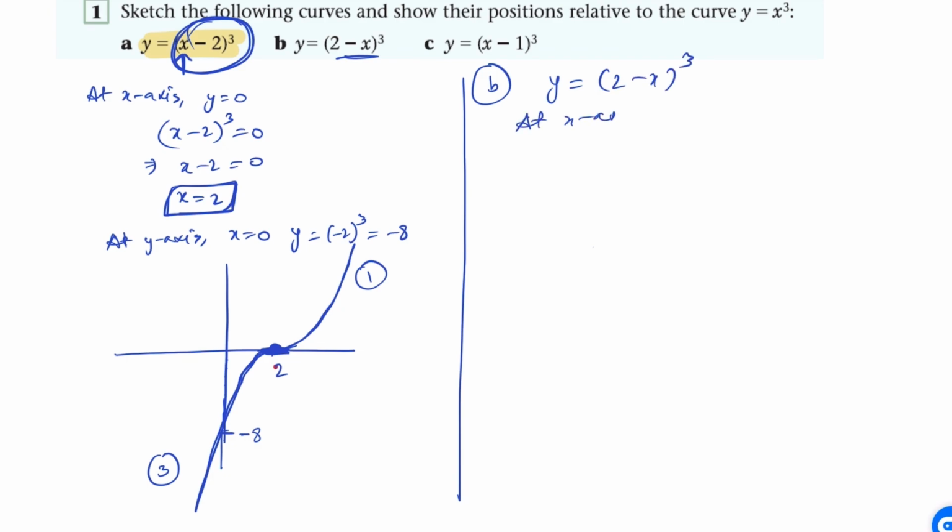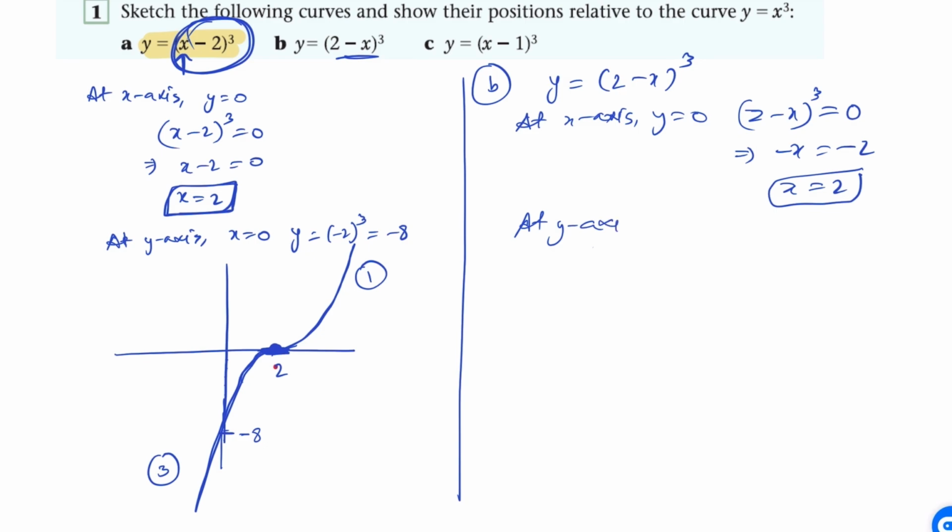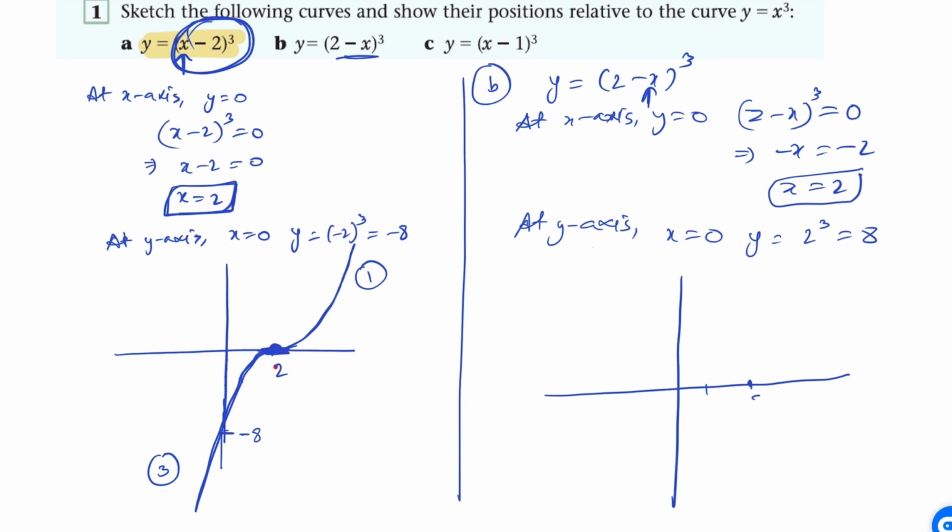So at x-axis, y is 0, so we have x equals 2 at the x-axis. At y-axis, x equals 0. So I am substituting x equals 0. So we have a positive 8. So at x-axis, we have the cutting point at 2. At y-axis, it's at somewhere over here, 8.